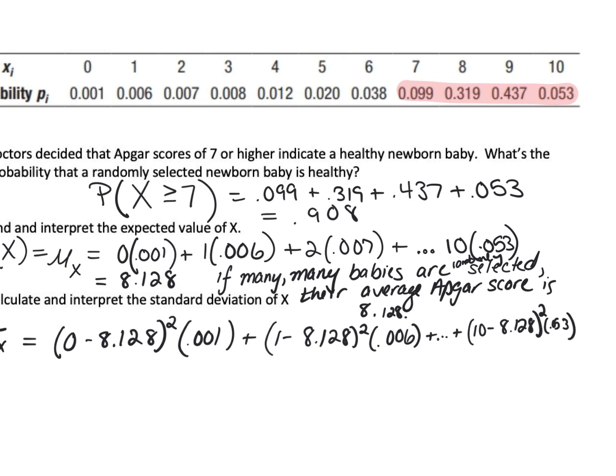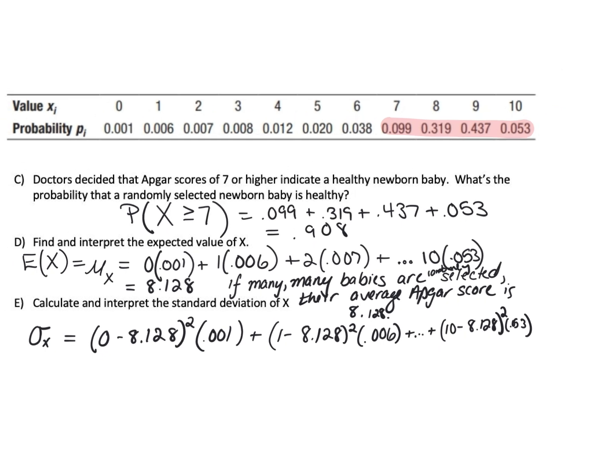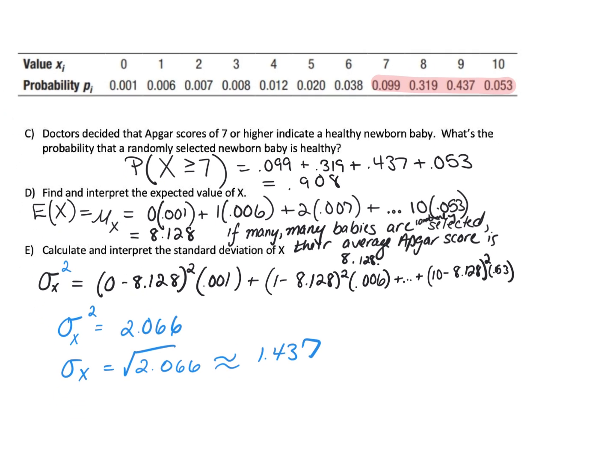And I'm going to, again, maybe alter my notation and say that this is the variance, right? Type that all in the calculator, and when I do, I get my variance is 2.066. So when I take the square root of the variance to get the standard deviation, I get that it is approximately 1.437. I will show a quick second video of how you can do this on your calculator.